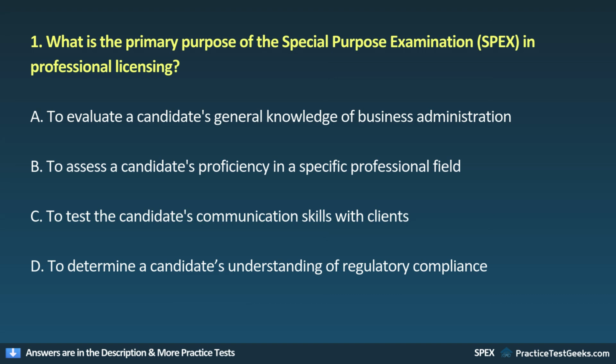1. What is the primary purpose of the Special Purpose Examination, SPEX, in professional licensing? A. To evaluate a candidate's general knowledge of business administration. B. To assess a candidate's proficiency in a specific professional field. C. To test the candidate's communication skills with clients. D. To determine a candidate's understanding of regulatory compliance.